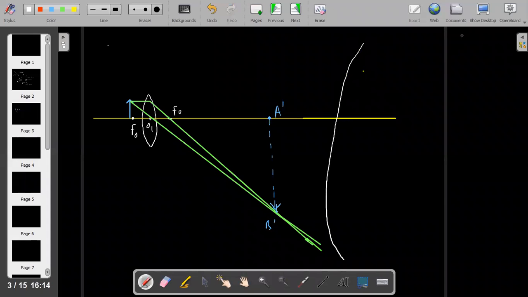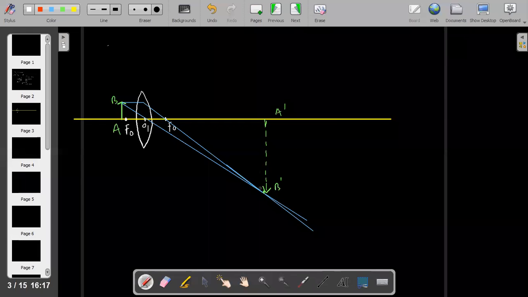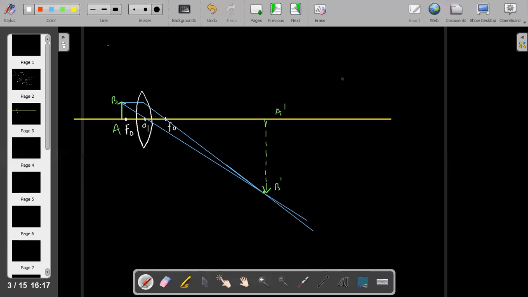A dash B dash is the inverted image. Now a big lens you have to take. This is the eye lens. A big lens is taken. This is the eye lens.